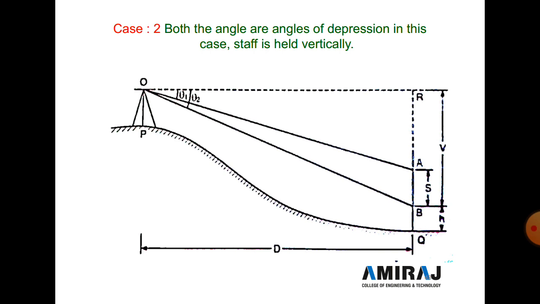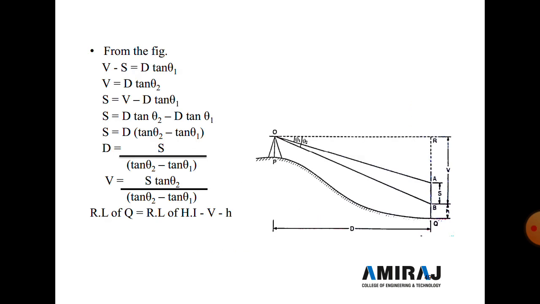Now let's start, where both angles are angles of depression. So we take a triangle first, O, R and B. We take a bigger triangle. So tan theta, we take a triangle O, R and A, this one. Tan theta 1 is equal to V minus S, so we got this value divided by D. So V minus S is equal to D tan theta 1.